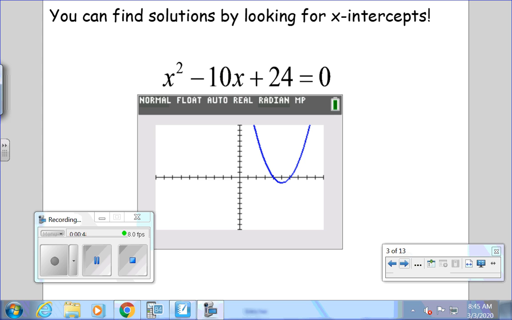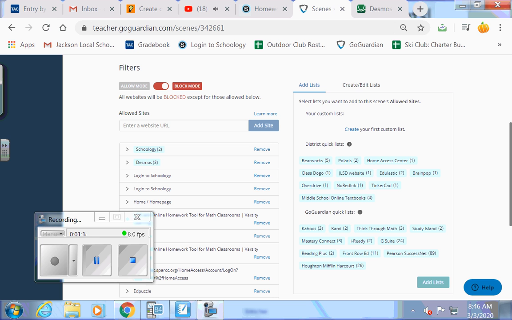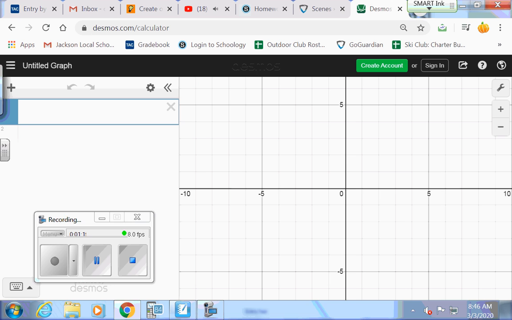Alright, I just wanted to talk to you about how you can use Desmos to find solutions. That's why I had everybody pull up Desmos this morning before class started. You can actually find solutions by looking for x-intercepts. I want everybody to type this into their Desmos graph, and I want to talk about how you can hover, click, and find those intercepts. So I'm going to show the people on my video how to do this too. It's x squared minus 10x plus 24.